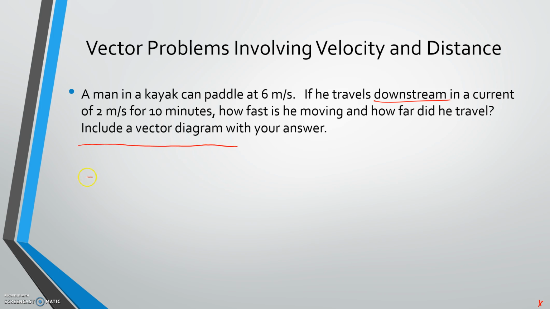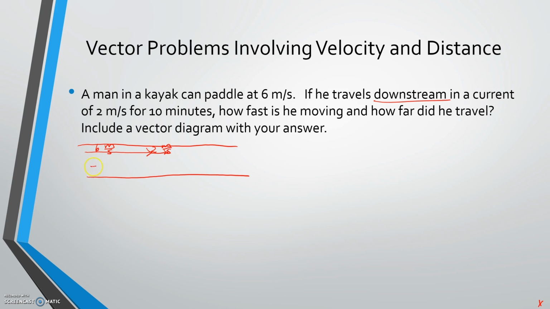Let's say we have a river, and we've got the man paddling down the river at 6 meters per second. If he's traveling downstream, that means he's traveling with the current. So we're going to put our two vectors in the same direction. So our current is 2 meters per second.